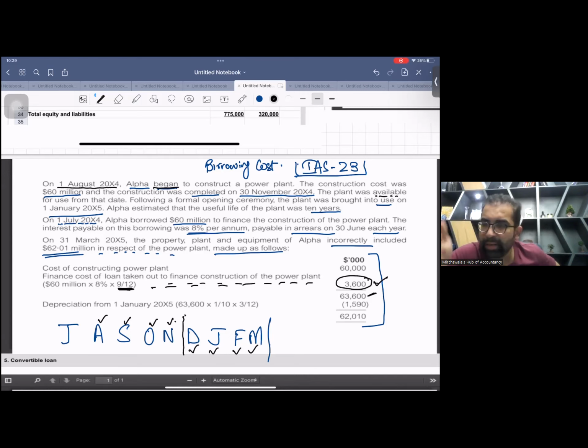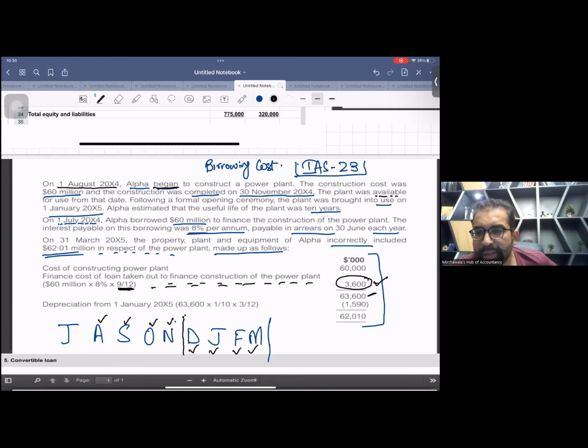At the end of November, work has been completed and the plant is ready. From the very next day, see the question, it is available for use. So, before the year end of 31st March, you should depreciate it for 4 months, my dear students.